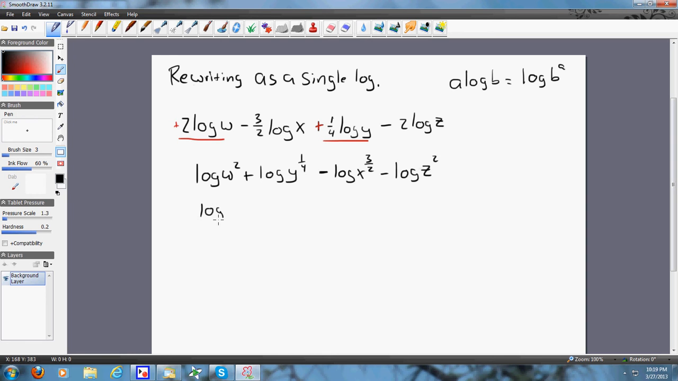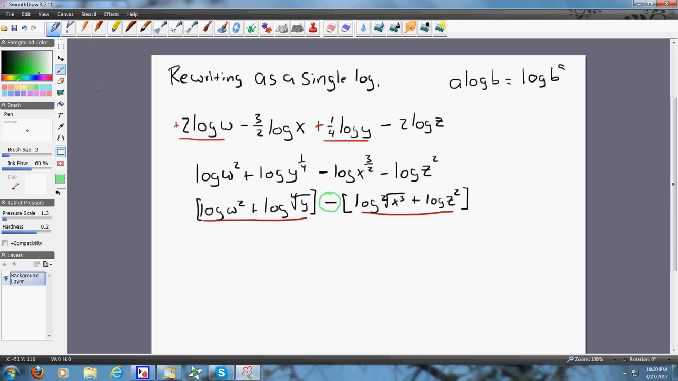And so I'm going to be left with log of w squared plus log of, now I'm going to change this to the 4th root of y, minus, now in parentheses I get log square root of x cubed plus the log of z squared. Now this is key because these two values are being multiplied. These two are being multiplied, but both groups are being separated by that division.